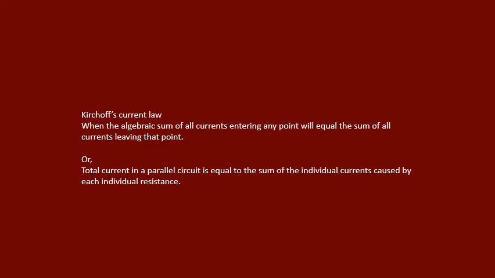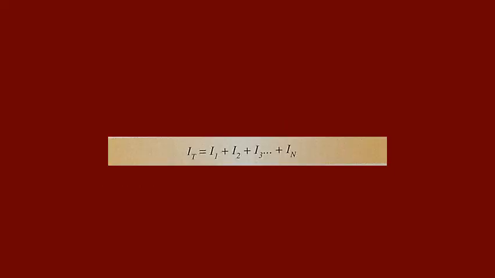This leads to the conclusion that the total current in a parallel circuit is equal to the sum of the individual currents caused by each individual resistance. The individual currents are called branch currents. The total current is called mainline current. This is shown in figure 7-3.